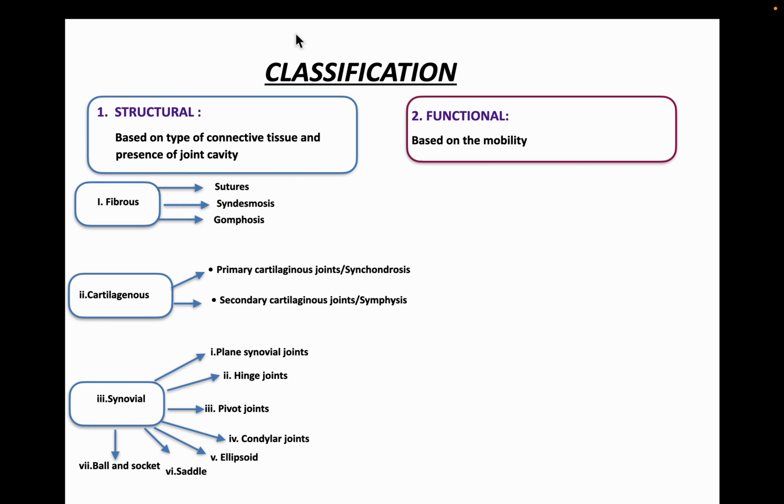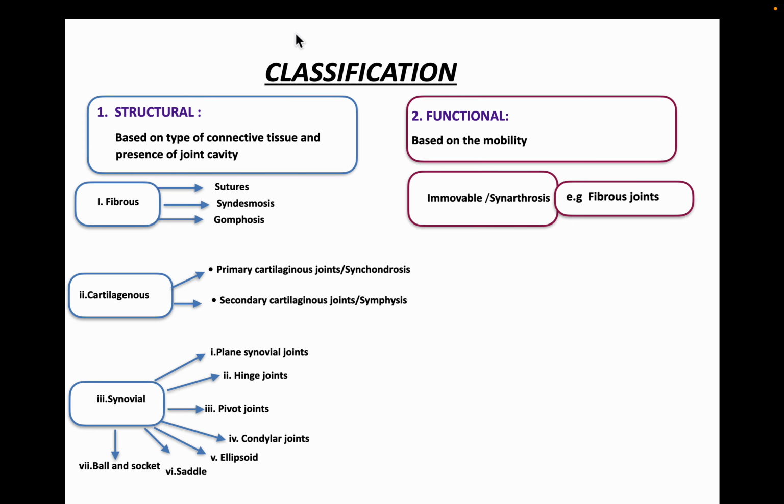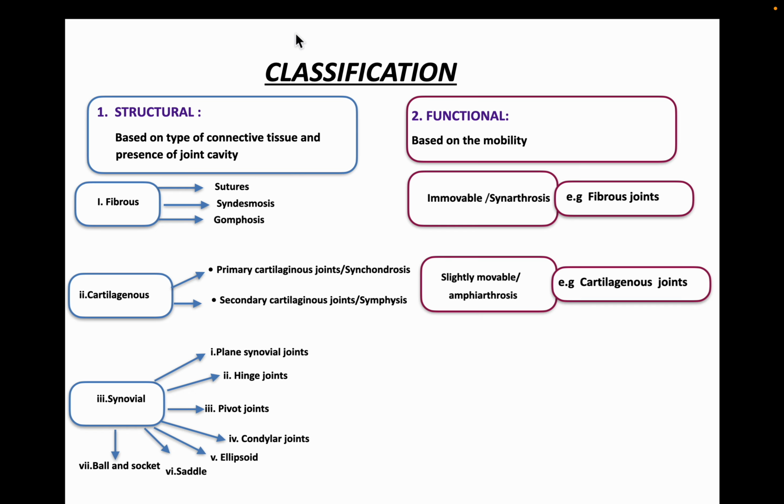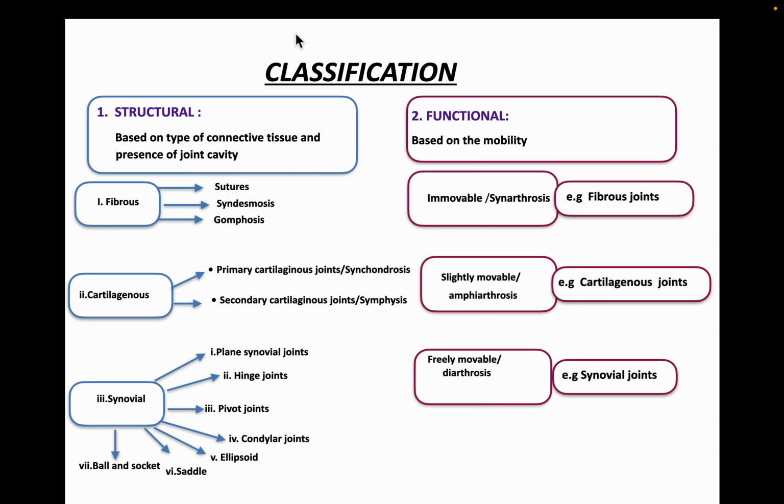The third category of the structural classification is synovial, which includes a number of categories: plain synovial joint, hinge joint, pivot joints, condylar joints, ellipsoid, saddle and ball and socket. So this is the structural classification. Now coming to the functional classification based on mobility. The joints may be immovable, which we call synarthrosis, and the example is the fibrous joint. Then slightly movable, or amphiarthrosis, the example is cartilaginous joint, and freely movable, or diarthrosis, the example is synovial joint.